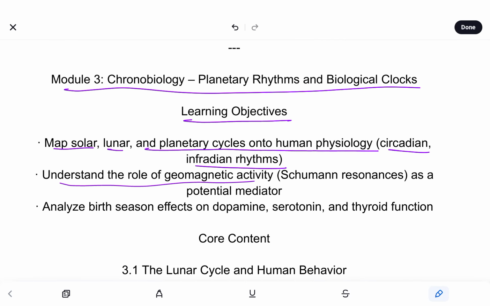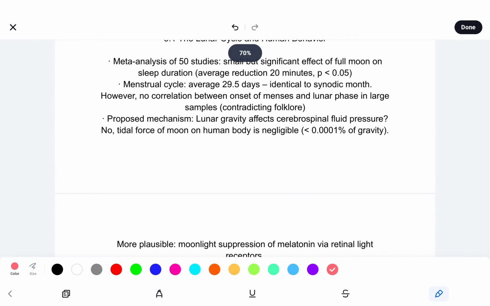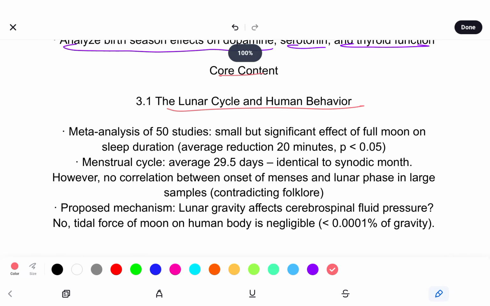Understand the role of geomagnetic activity, Schumann resonances, as a potential mediator, and analyze birth season's effects on dopamine, serotonin, and thyroid function. All right.